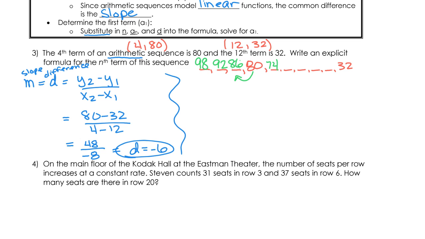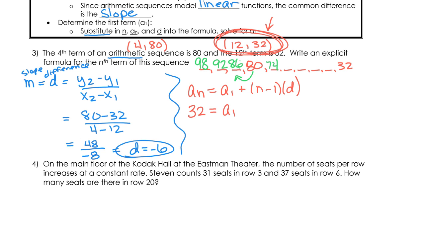But if you want to use the formula, you can, and I'll show you that. So a sub n equals a sub 1 plus n minus 1 times our difference, because it's arithmetic. We can use either one of these points. Let's use this one just because it has smaller numbers. I guess it doesn't really matter. So remember, 32 is like your output, so 32 will go here.